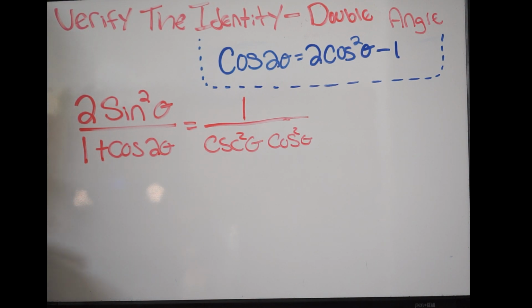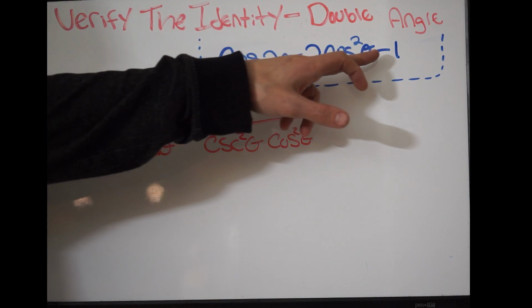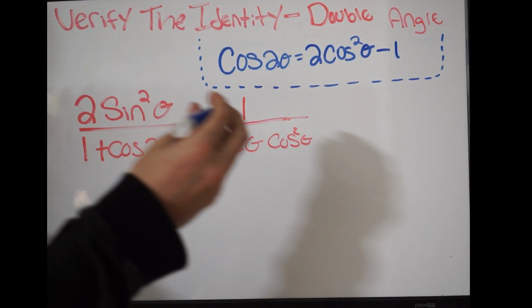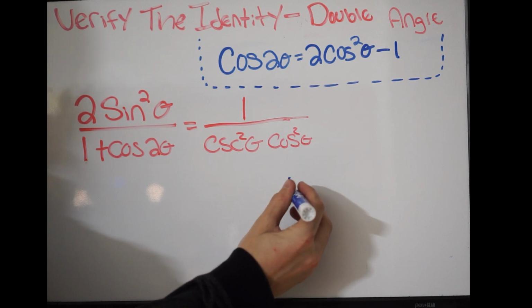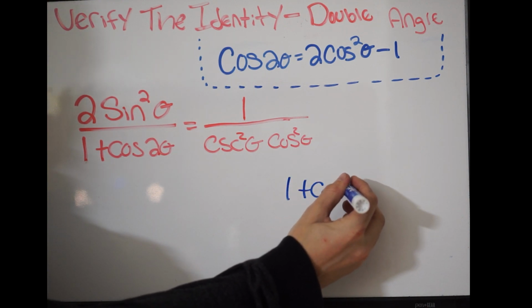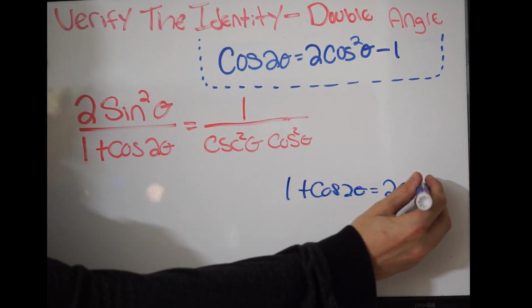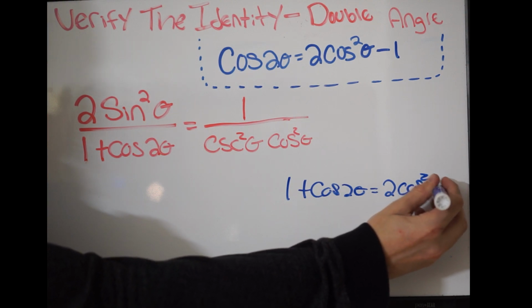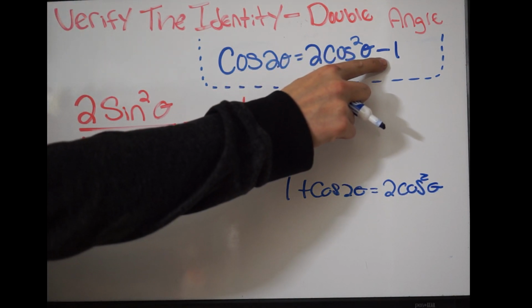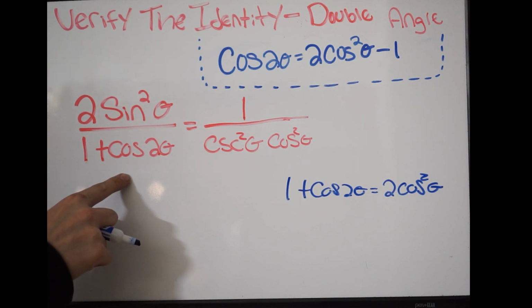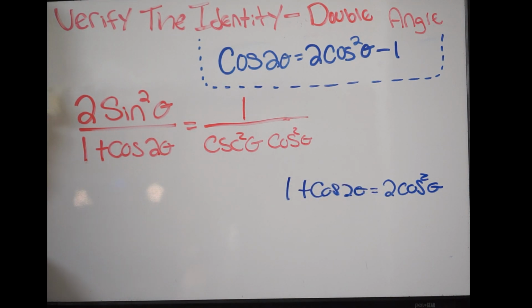So if I look at my denominator, this looks very familiar. If I look at my double angle formula for cosine, I can pretty much match that up. All I have to do is add 1 on both sides, right? If I do that, I get 1 plus cosine 2 theta is equal to 2 cosine squared theta, right? So all I did was add 1 over to the left side, and you can see now that that matches up with what I have right here. So I can replace this with 2 cosine squared theta, right?